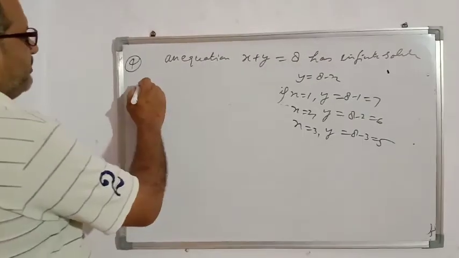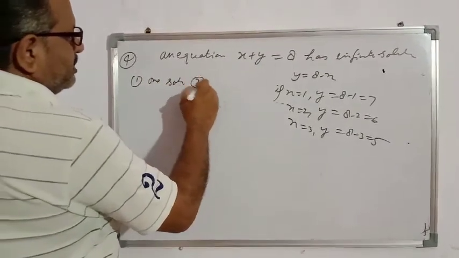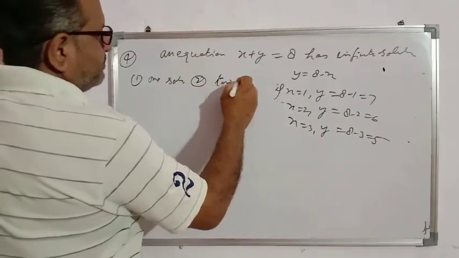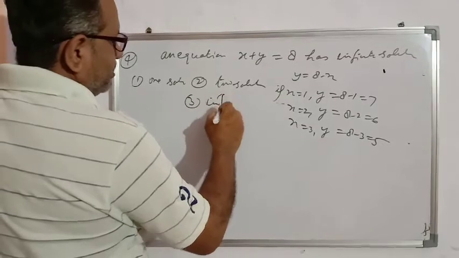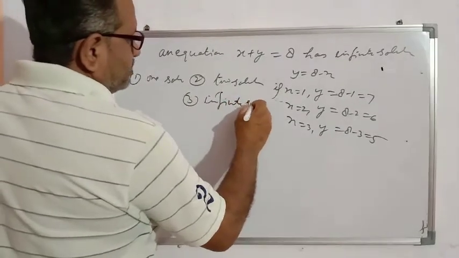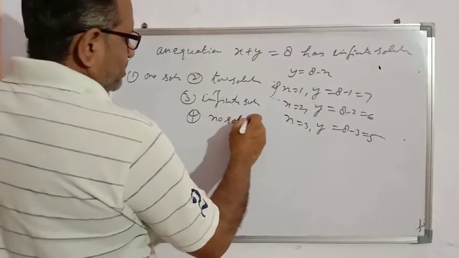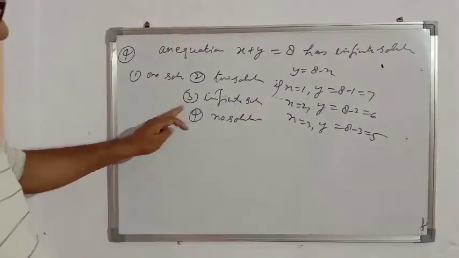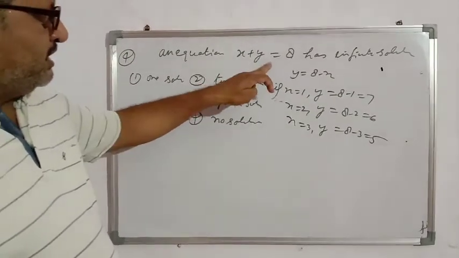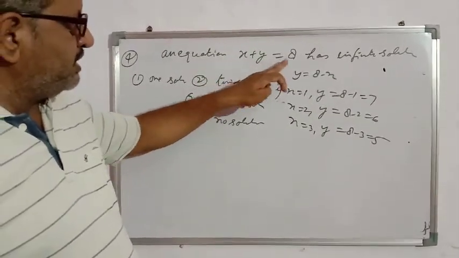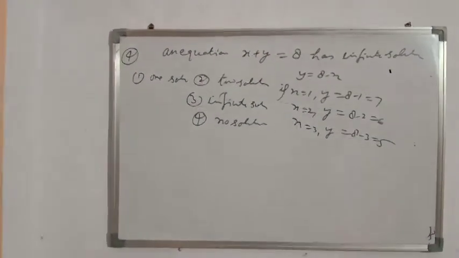If options are given, first option one solution or unique solution, second option two solutions, third option infinite solutions, fourth option no solution, like this. So what will be correct? Infinitely many solutions. So a single linear equation in two variables has infinitely many solutions.